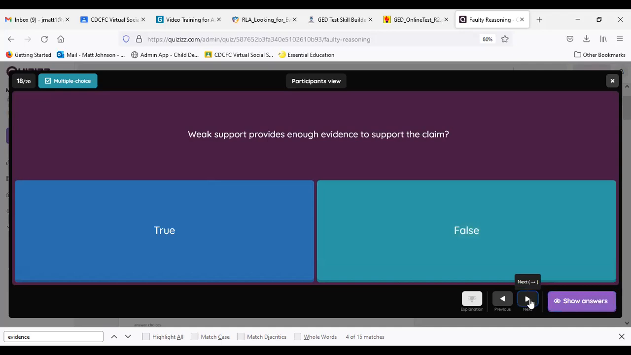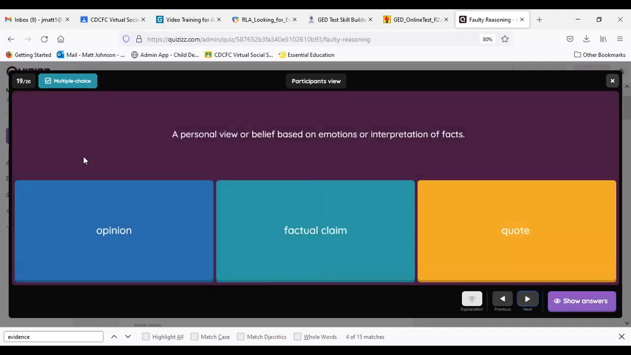Okay, and Grace, what we got here? A personal view or belief based on an emotion or interpretation of facts. Opinion. Your personal view or belief.